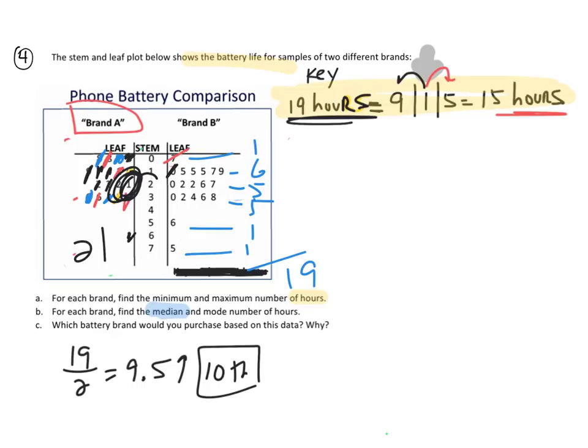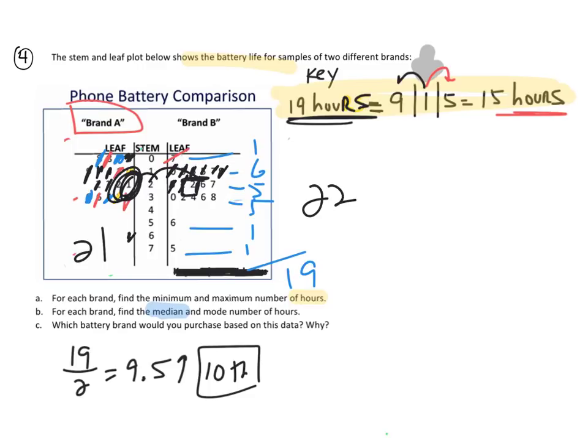Then 10, 15, 15, 15, 17, and 19. So that's 7 numbers. The 8th number is 20. The 9th number is 22, which means the 10th number is going to be that middle 2, or also 22. So there the median turns out to be 22.